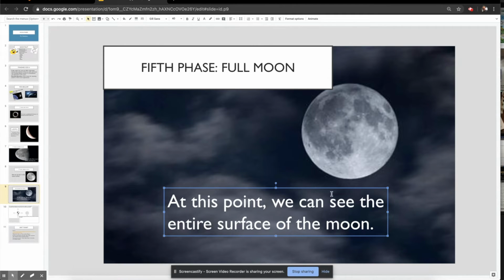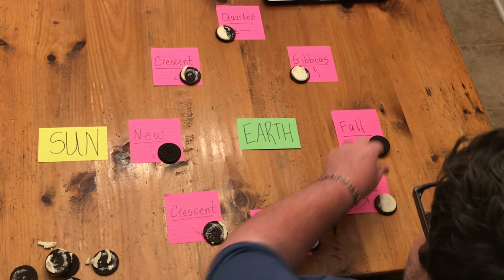The entire surface. So now let's show that using our wonderful double stuffed Oreos. All right, and lastly, we're going to do the full moon.